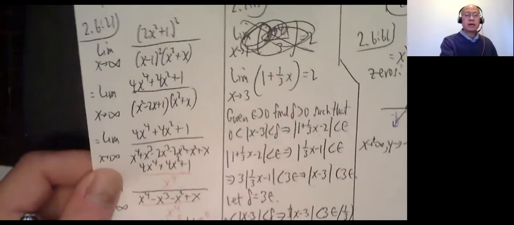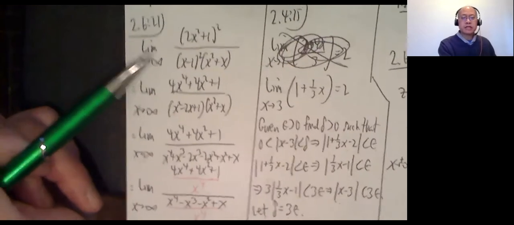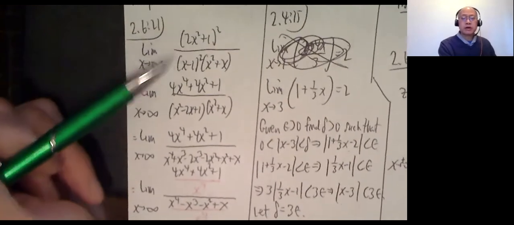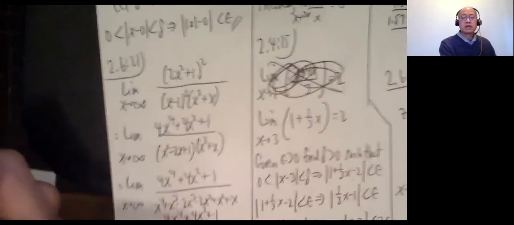Okay, then let's see, I'm jumping back to problem 21. And the only thing about 21 was you just had to multiply it out. So 21, limit as x approaches infinity, 2x squared plus 1 squared over x minus 1 squared, x squared plus x. We are going to multiply it out, but just to get a feel of this a little bit.